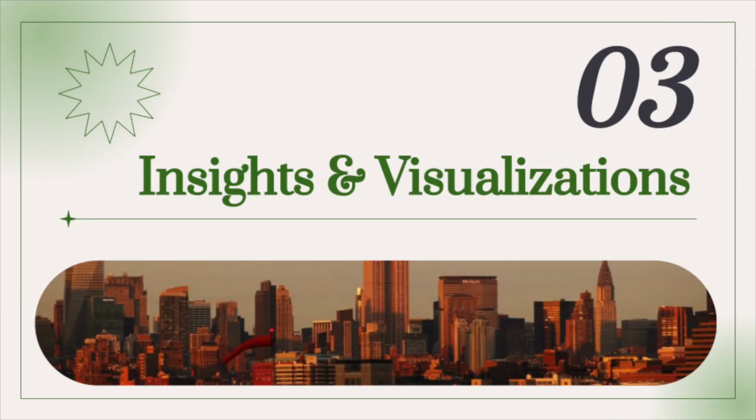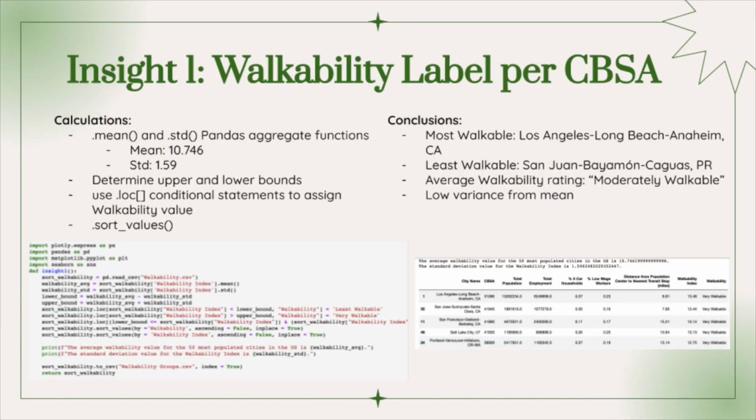For the first insight, we wanted to assign each CBSA tract a label based on its walkability index. From there, we wanted to sort each CBSA tract in order from the city deemed most walkable to the city deemed least walkable. We used the .mean and .standard deviation pandas aggregate functions to find the average walkability index and the standard deviation for this column to initialize an upper/lower bound for comparison.